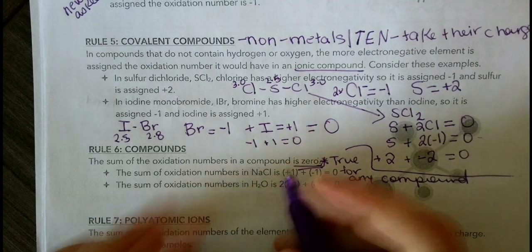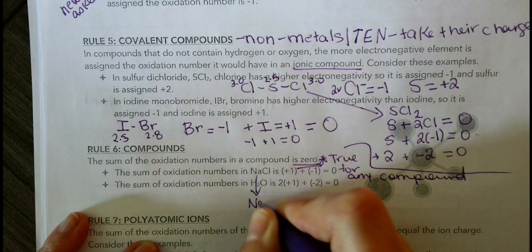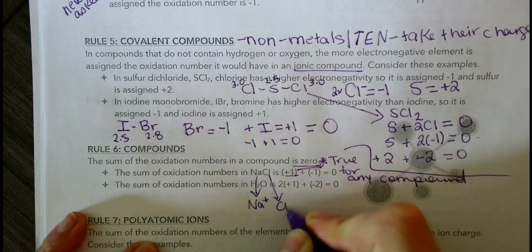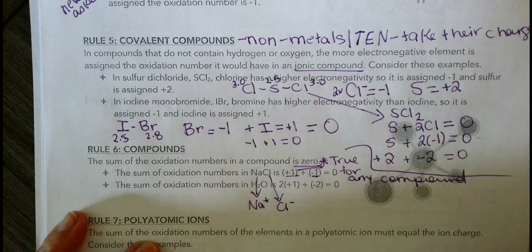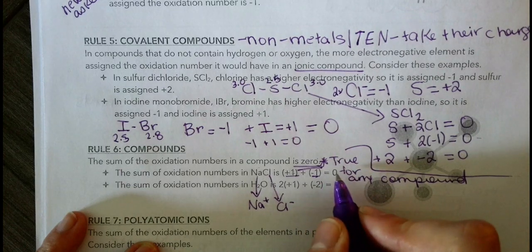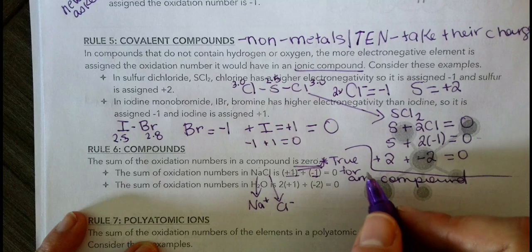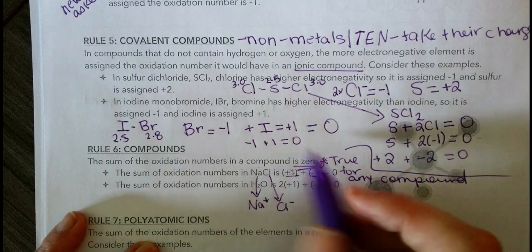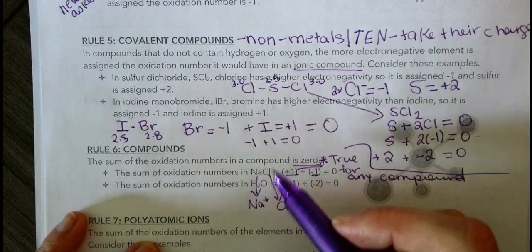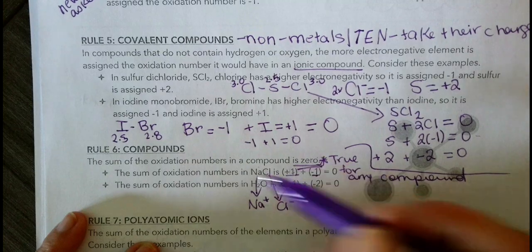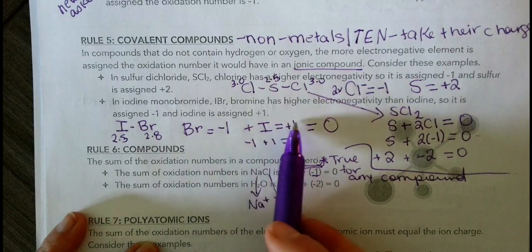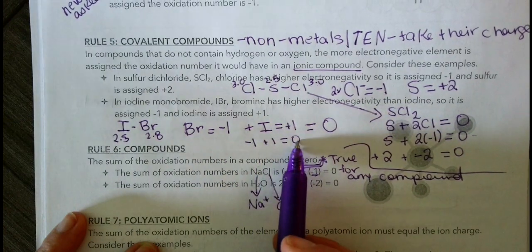So sodium here is a simple ion. Sodium is a plus, chlorine is a minus. 1+ minus 1 equals 0. So the overall charge, the overall oxidation numbers of any compound, is going to be equal to 0. So when you add the two elements' oxidation numbers together to get a compound, it has to be equal to 0.